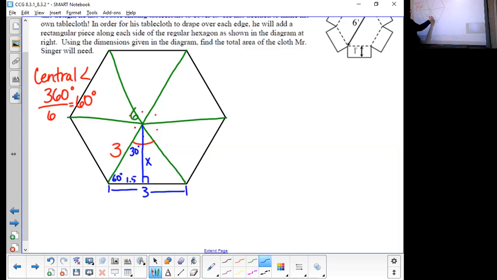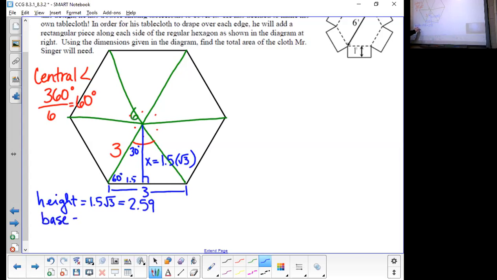And then my long leg, which happens to be the height of my triangle, is going to be the short leg times the square root of 3. Somebody with a calculator, tell me what 1.5 times the square root of 3 is. 2.59808. Okay, so we'll call it 2.59. So the height of my triangle is 2.59.